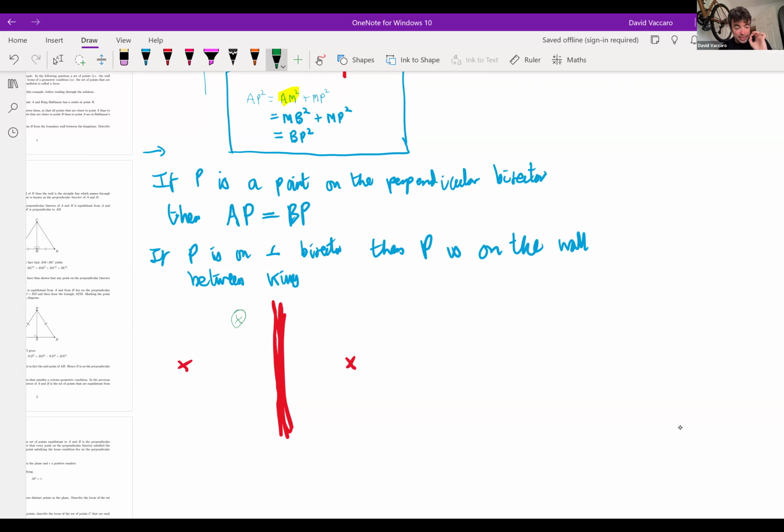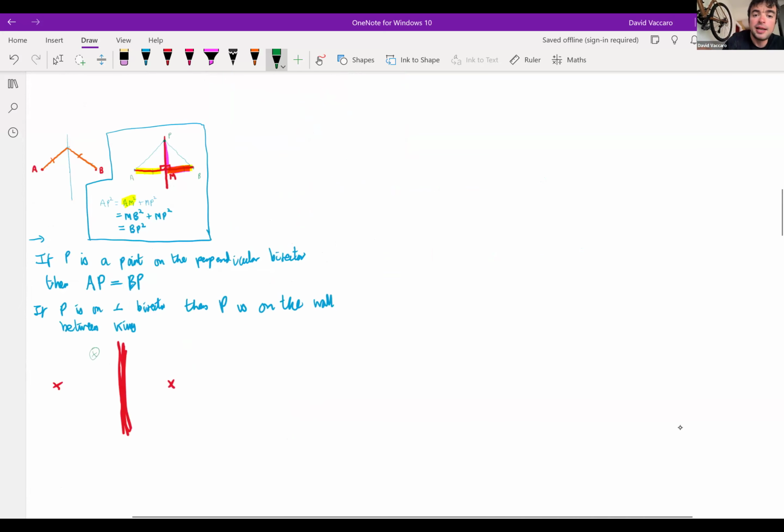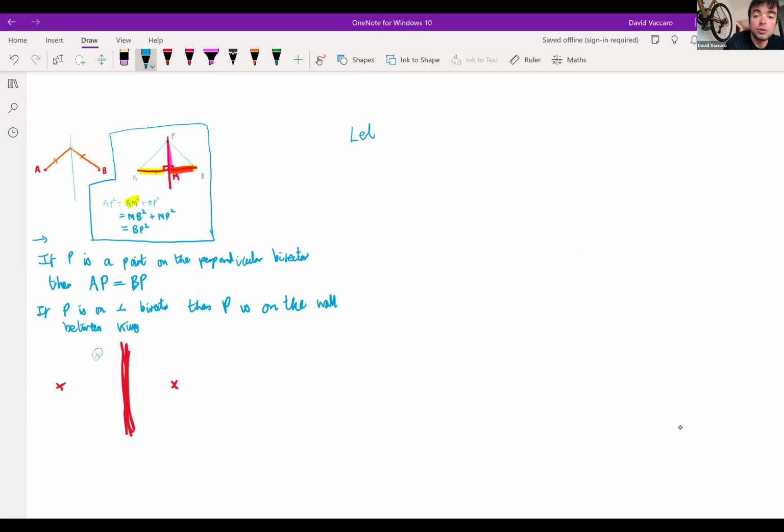And so there's a subtly different piece of geometry, or geometric argument, that I'm going to use to show that. And I really would recommend all of you just to zoom in and try and see why these two arguments are different. So what I'm going to do is say, let P be on the wall. Okay. So in other words, AP is equal to PB.